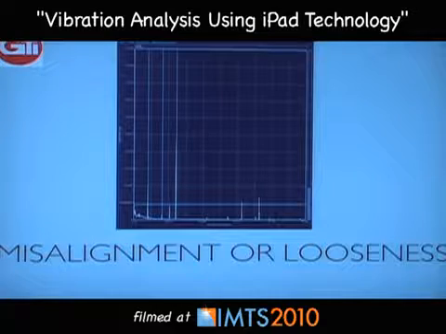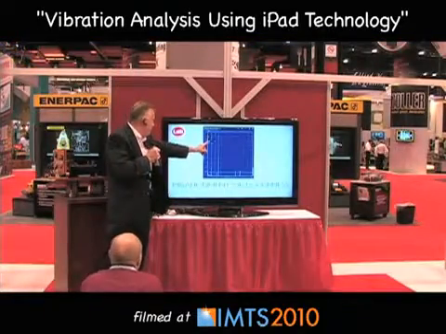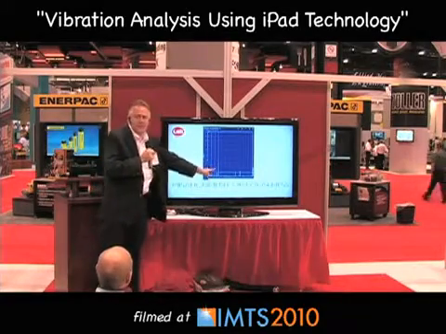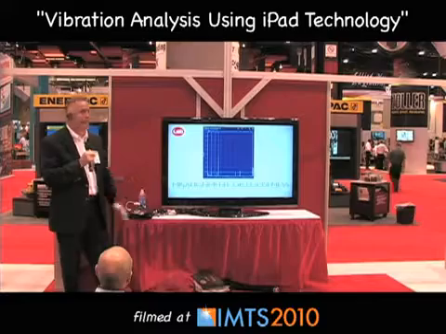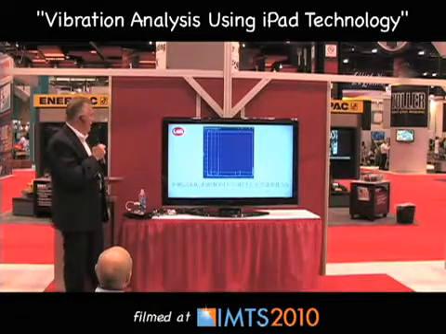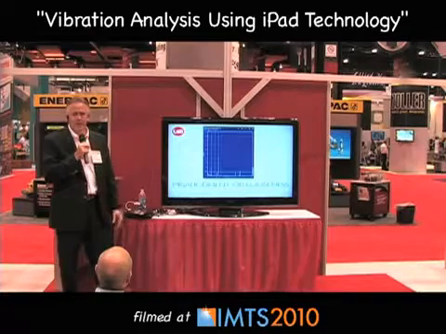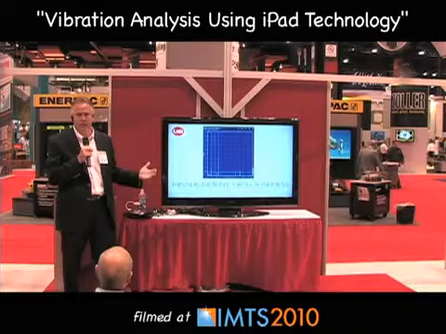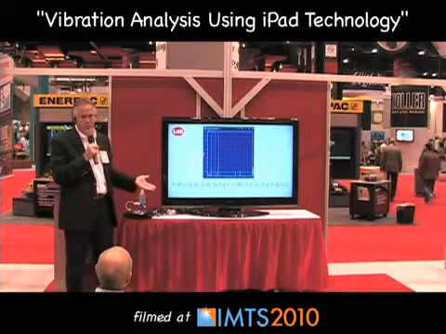Here's one that's indicative of looseness that I took. You can see the actual running speed is at 4,200 CPM or 4,200 RPM, yet we're getting spikes. The largest spike is 3 times running speed. That's indicative of and very common in a looseness situation. That's where this analyzer comes into play. You're able to find out exactly what is the malfunction of the piece of equipment you're measuring.